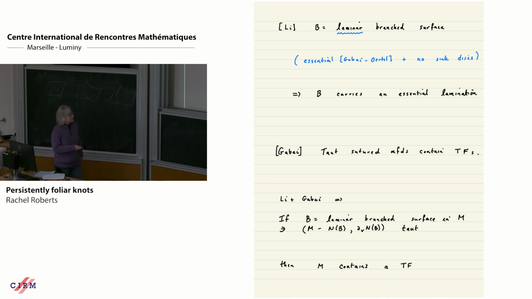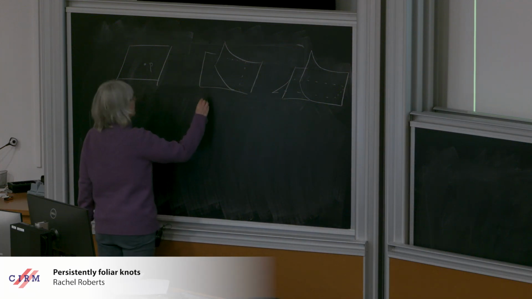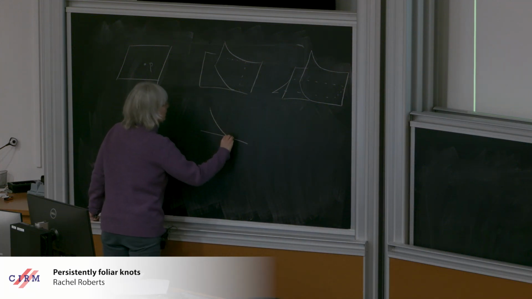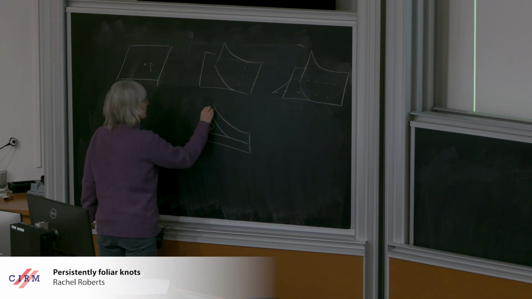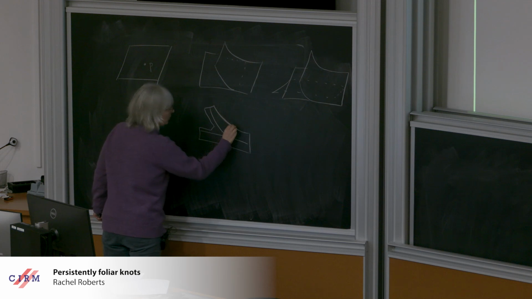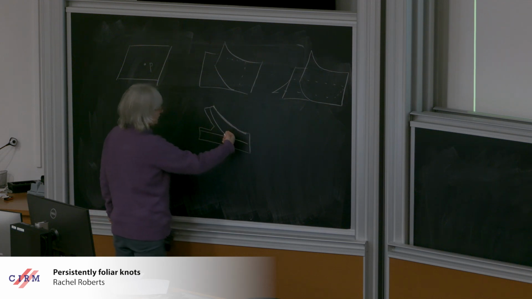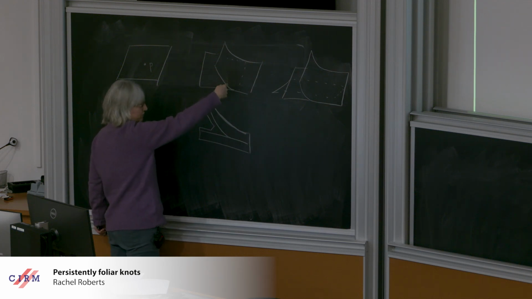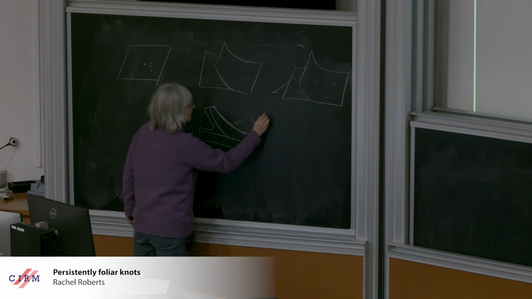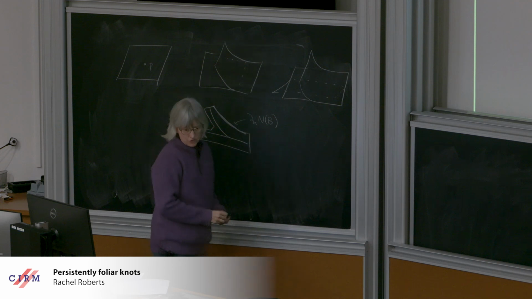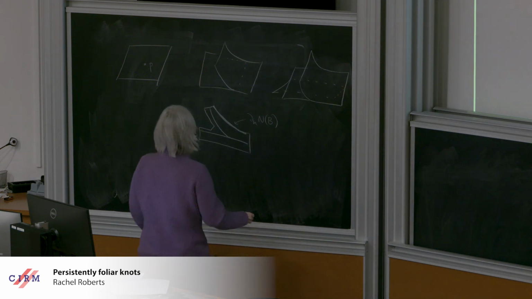And Gabai tells us that if we look at the complement of our branch surface, where by that I mean you take a regular neighborhood of your branch surface and you give it some extra structure. So you have parts of the boundary. So this is this picture, but think of it cross-eyed. You've got horizontal boundary pieces. And you've got vertical boundary pieces.